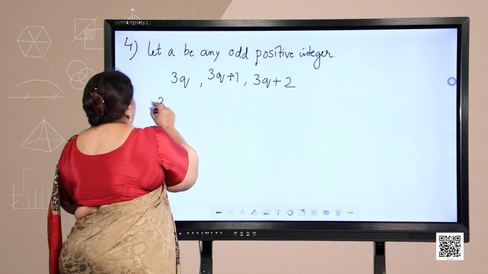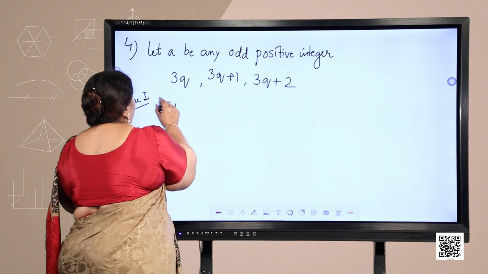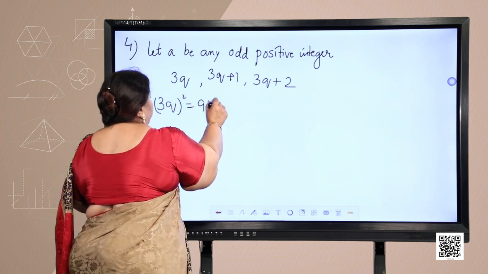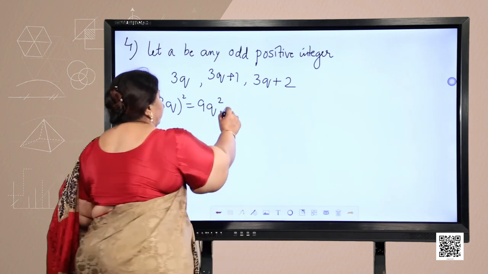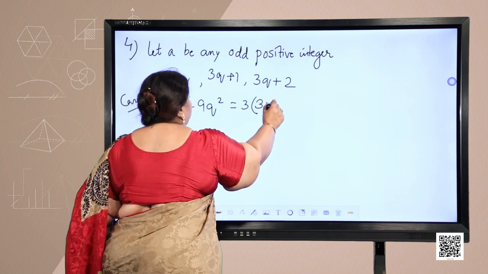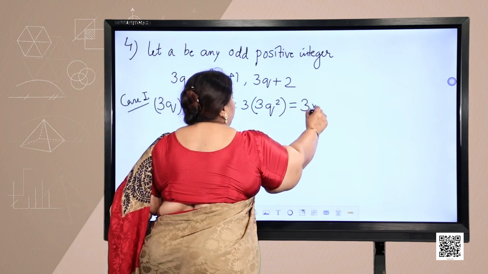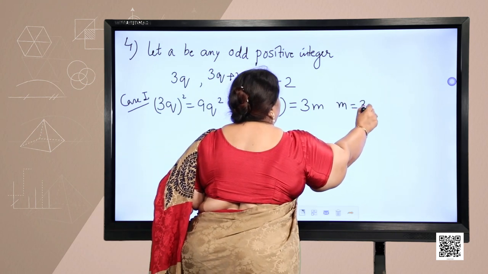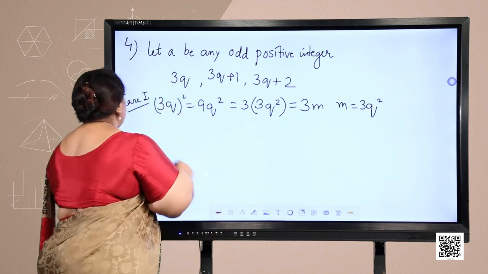On squaring, let me take this as case 1. 3q whole square gives me 9q square. Here, if I have to show it's a multiple of 3, what I'll do? I'll take 3 as common and left with 3q square. That is, I'm having it in the form 3m, where m is equal to 3q square. Let us take the second case.